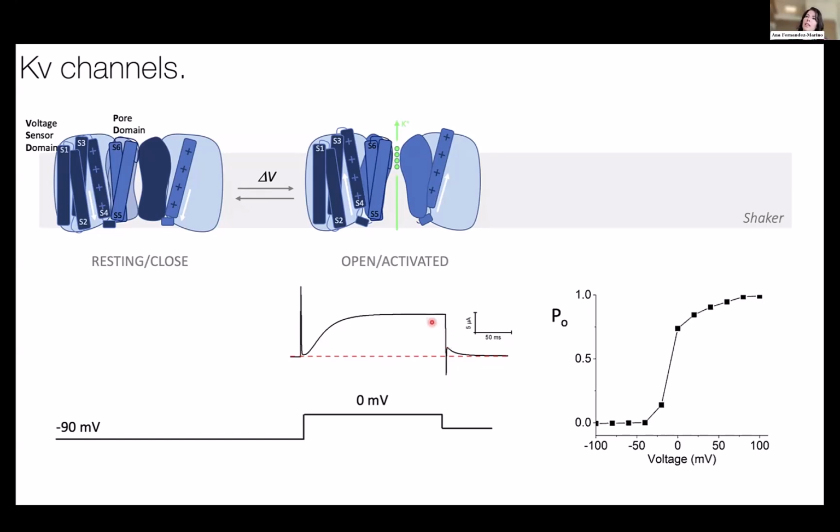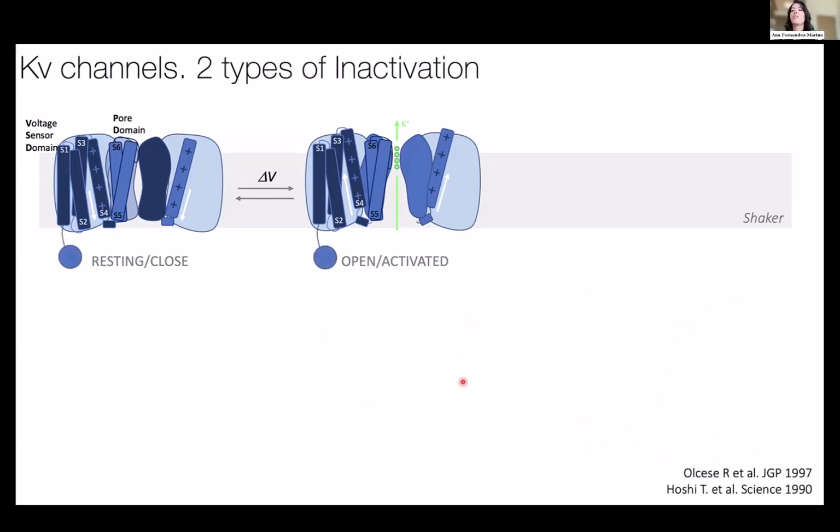We can actually plot the current obtained in the current trace as a function of the voltage pulse that we gave, and then get these beautiful sigmoidal curves that will reflect the voltage dependency and the open probability of the channel. Now, these channels can undergo other states after they open, and this has been described for Shaker, which is this classical voltage-gated potassium channel.